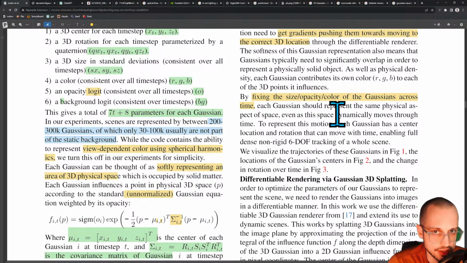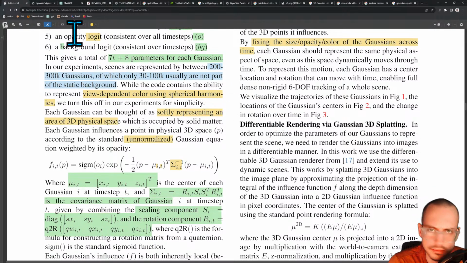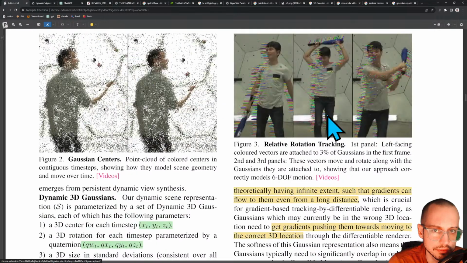Each Gaussian should represent the same physical aspect of space, even as the space dynamically moves through time. To represent this motion, each Gaussian has a center location and a rotation that can move with time, enabling full, dense, non-rigid 6DoF tracking of the whole scene. We visualize the trajectories of these Gaussians, the locations, and the change in rotation over time. Iterative rotation tracking. Left-facing colored vectors are attached to 3% of the Gaussians in the first frame, second, and third panels.